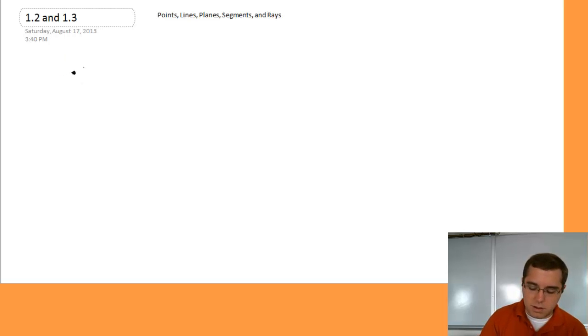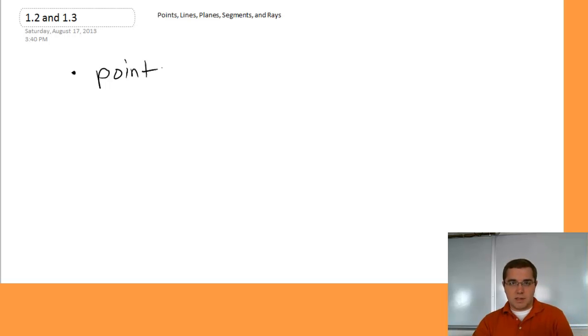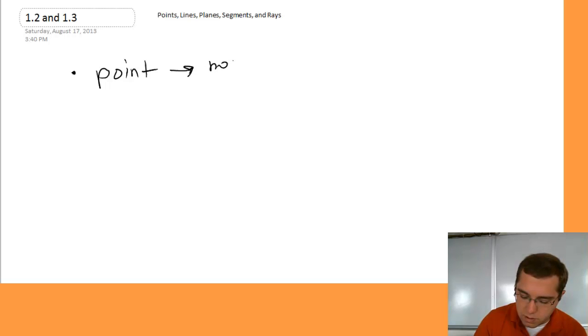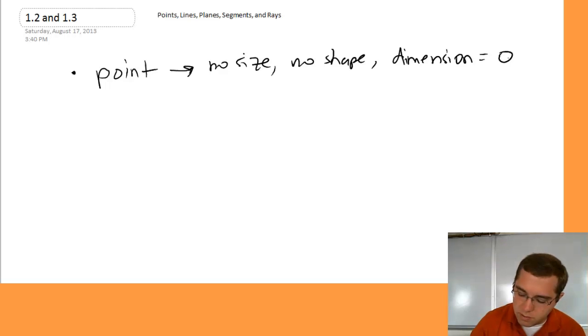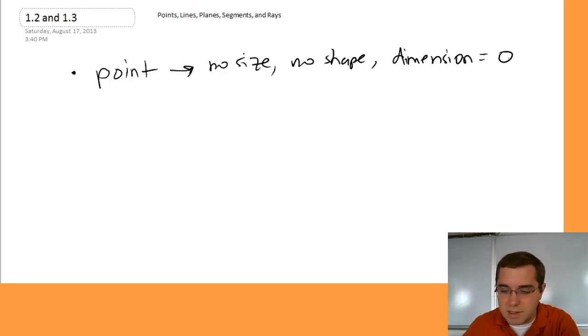point. Now, a point looks like it has some size and shape, but it really doesn't. It has no size, no shape, and it has what we call dimension of 0. It has 0 dimension, 0 size, 0 shape. It's essentially the smallest we can get, which is no size at all.